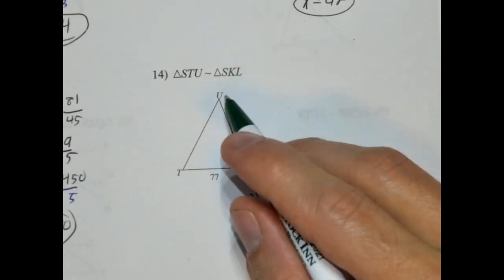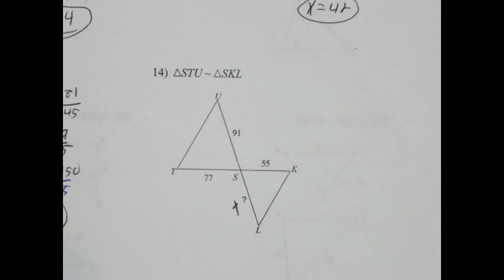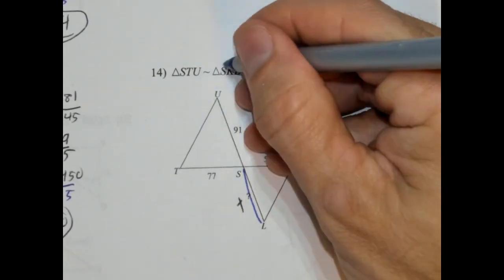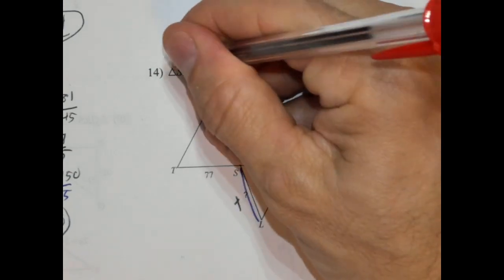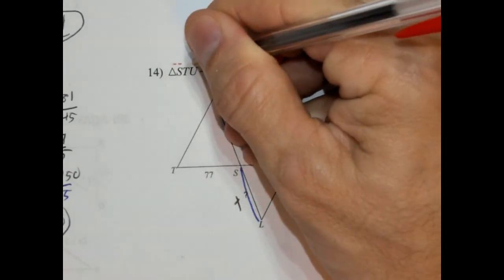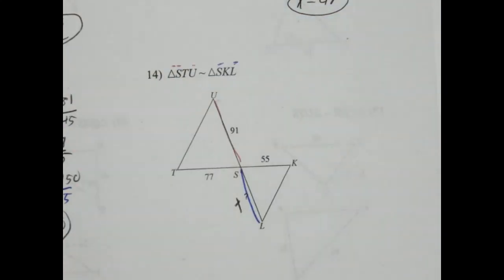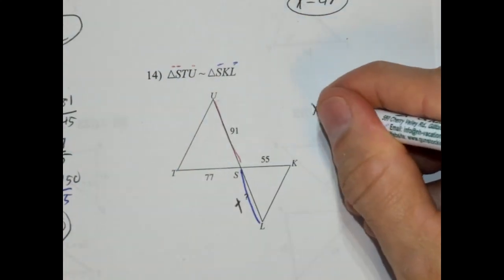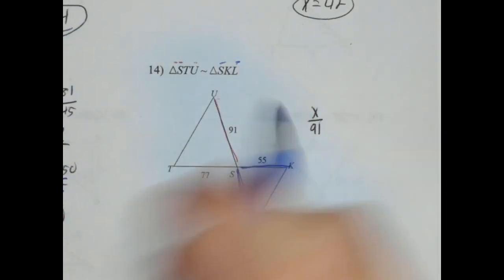Number 14. Let's see. Again, we're going to use a similarity statement. So this is our x value. That's going to be our blue. SL is the first and last. So the first and last here is SU. So SU is here. So it's going to be x over 91. Okay. And then 55 over 77.